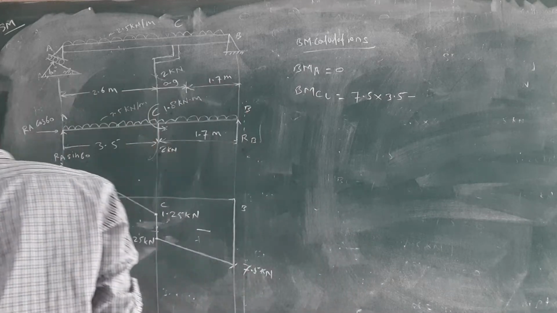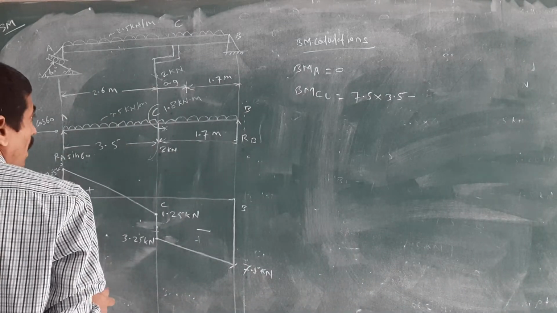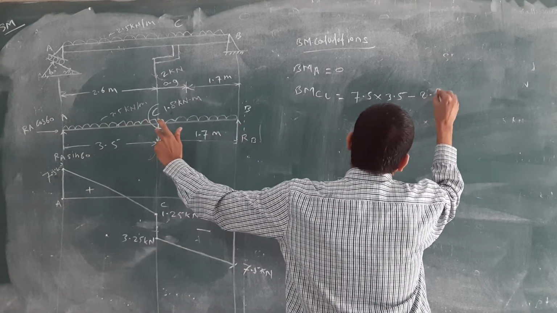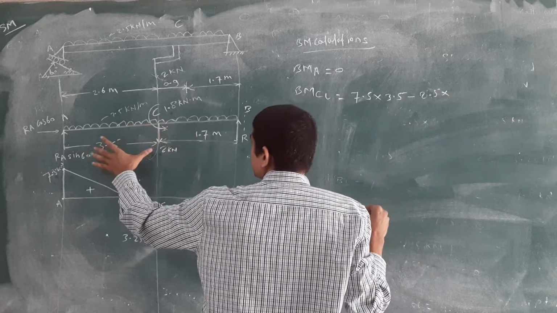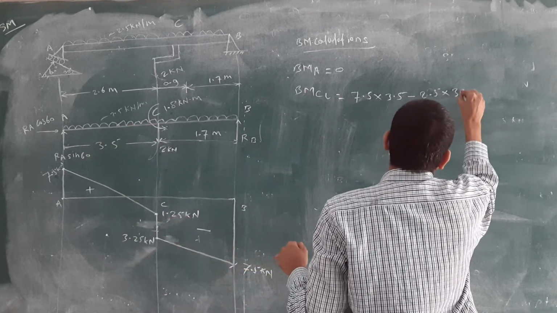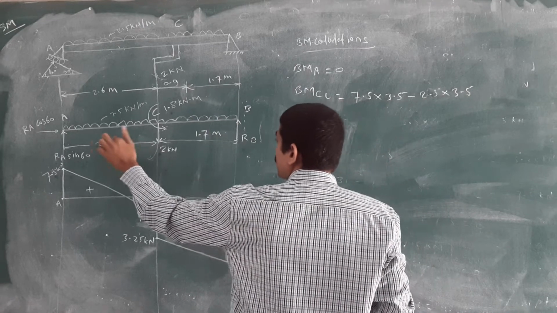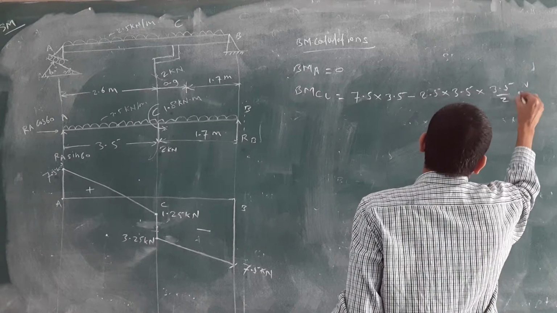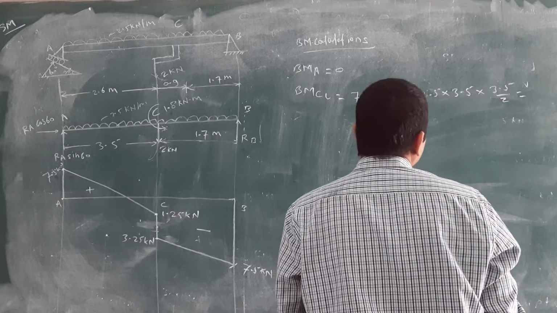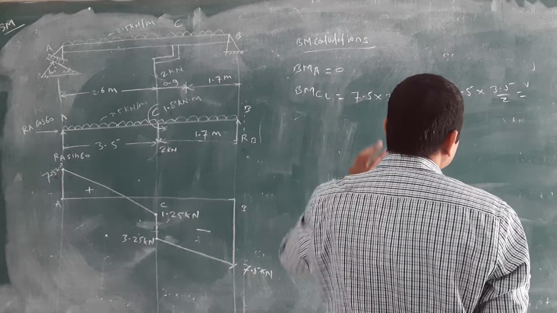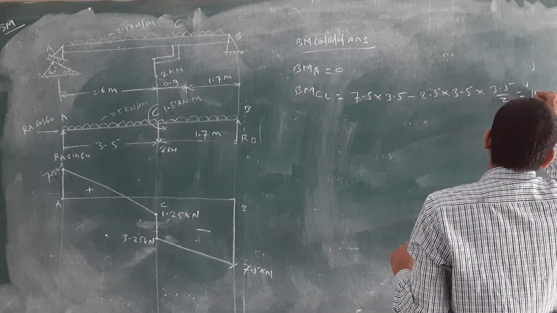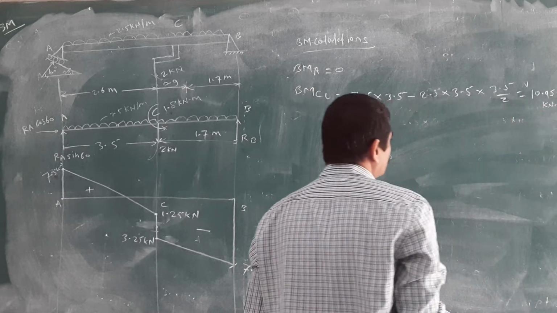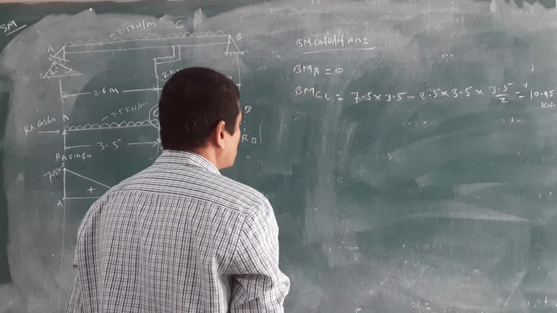Okay, at the C point, bending moment at C point, check that this value is given minus 2.5 into distance. Up to that, the total distance we have converted into a point load, and where is that? At the CG. That's why again 3.5 divided by 2. You will get the bending moment at the C point, just left side, is 10.95 kilonewton meter.